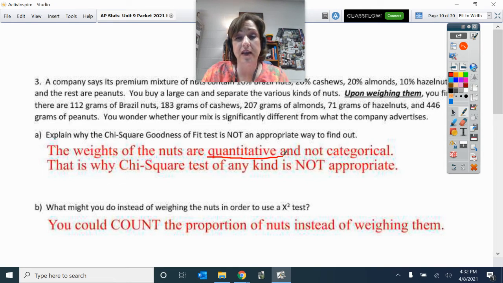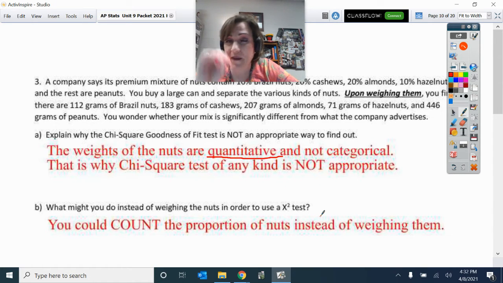So chi-squared is not even an appropriate test here, because this is multiple averages. To change this, you could just open it up and count how many nuts there were, the proportion of the nuts, instead of the weights of the nuts.